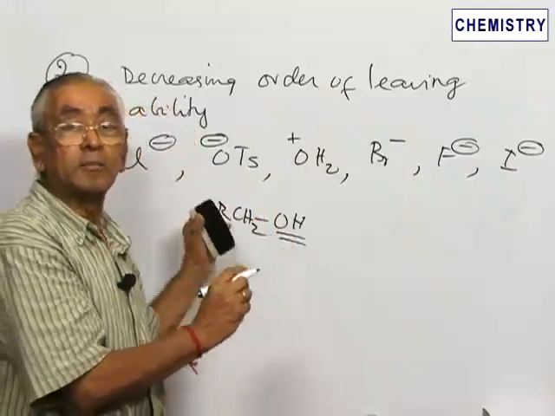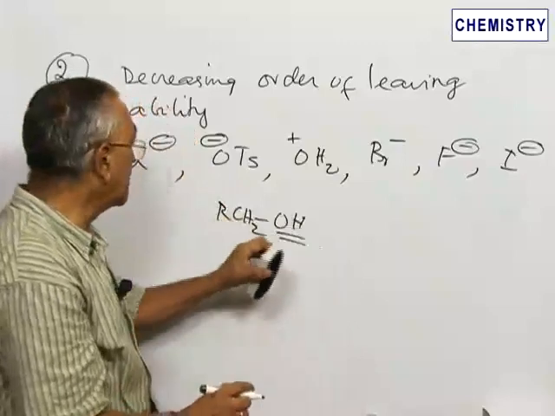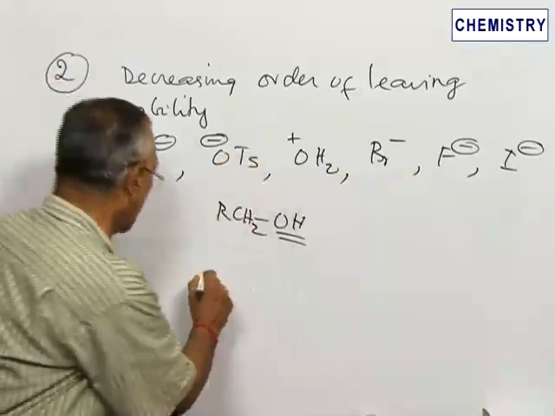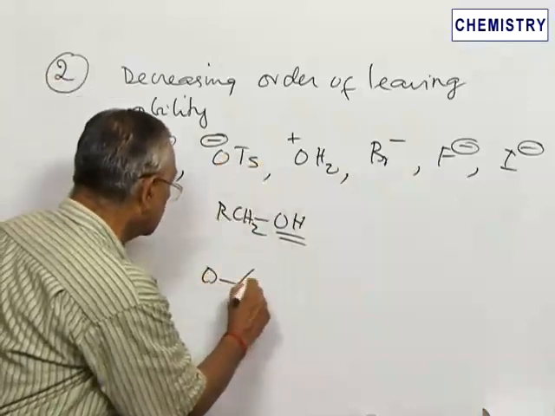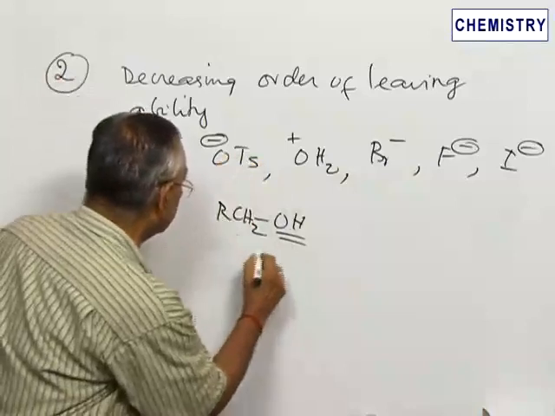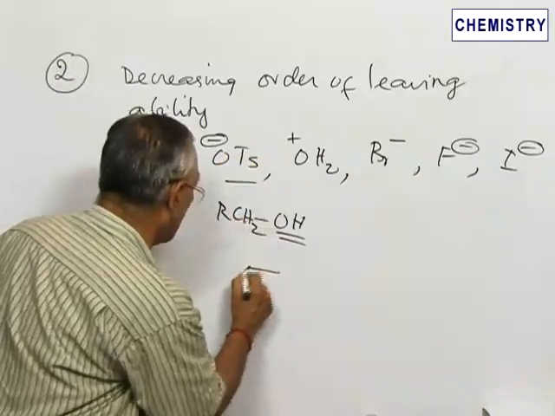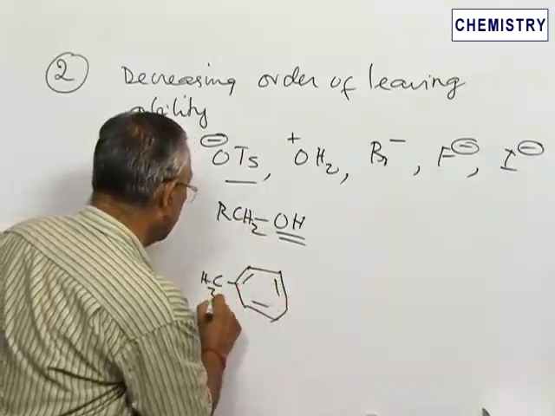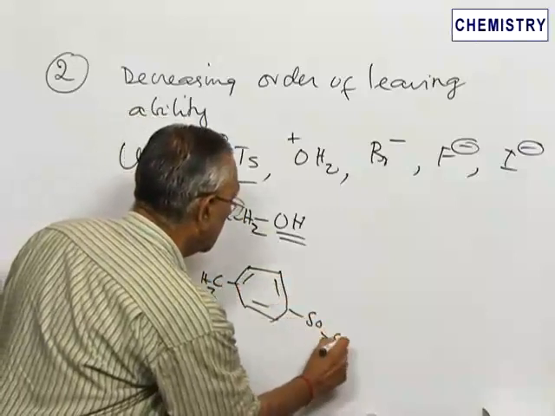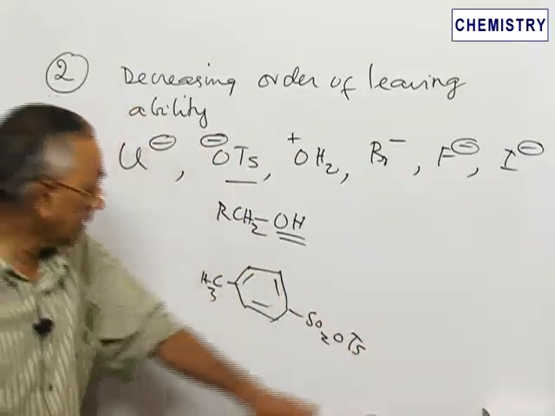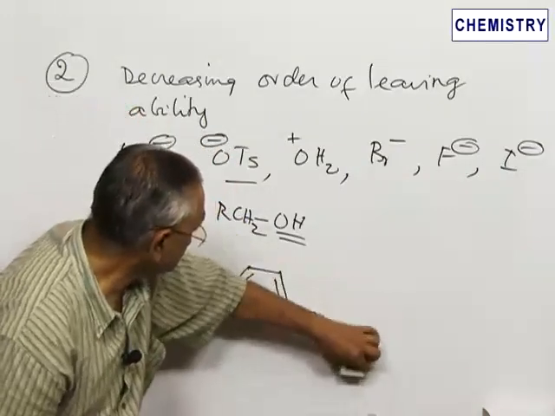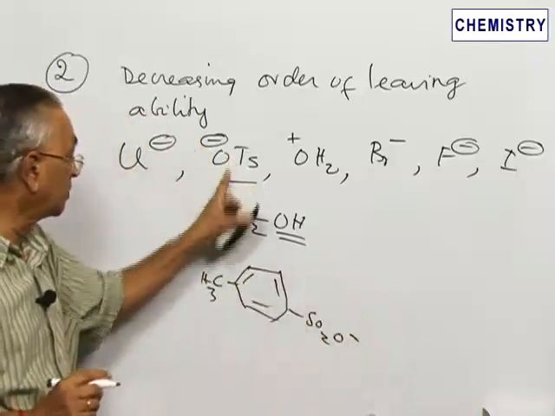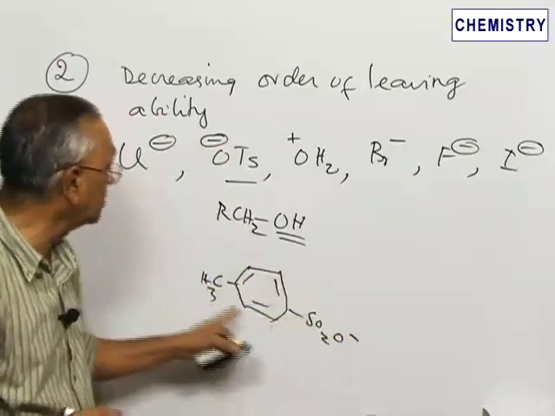But in order to make it a good leaving group, OH is converted to OTs, which means the tosyl group. This is actually the tosyl group, a sulfonyl group, C6H5. OTs is a simplified form of the para-toluene sulfonyl group. This is toluene, CH3, SO2O minus. This is actually known as the tosyl group, and OTs is a simplified form of this group.